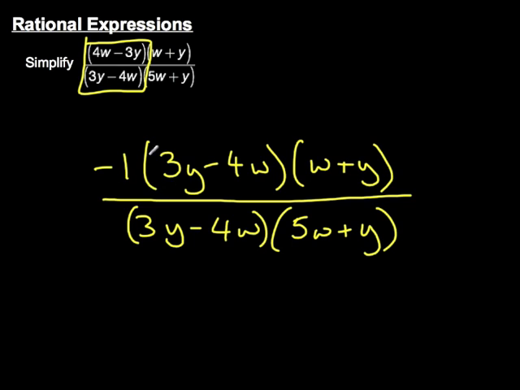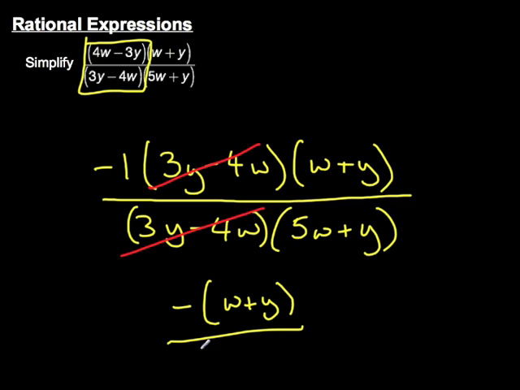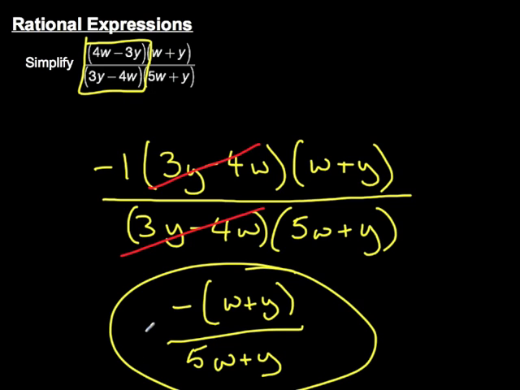Since we've pulled out the negative 1, these two are now exactly the same, so we can cancel them out. So in the numerator, we've got negative w plus y. And in the denominator, we've got 5w plus y. And that becomes my final simplified form.